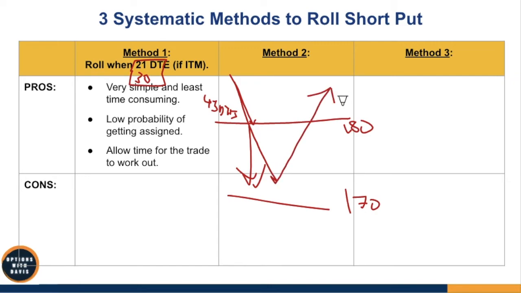And all this is before 21 DTE, so you didn't have to do anything at all. If you base it on this 21 DTE, you didn't have to roll at all. So it allows time for the trade to work out in your favor as well. Those are the pros.